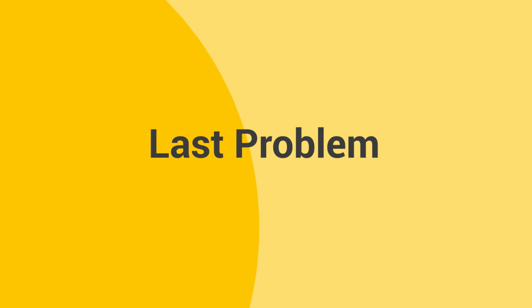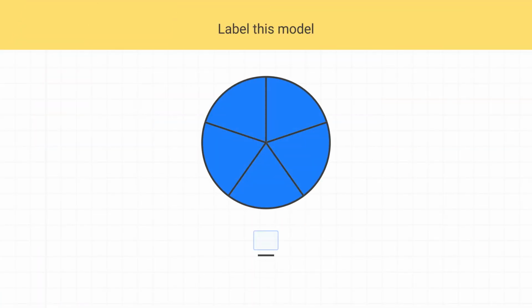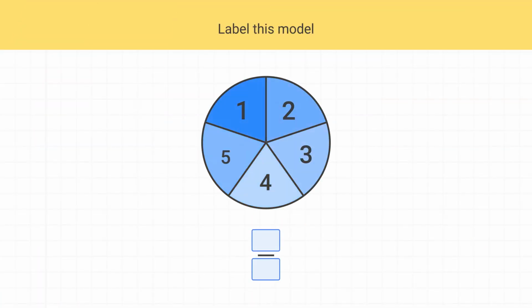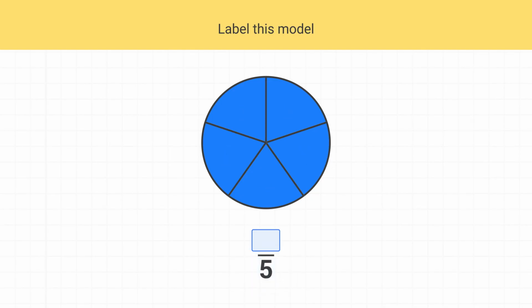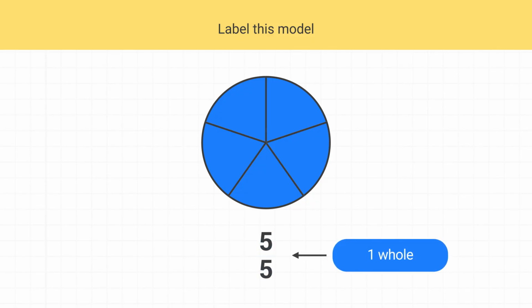Now here's one last problem for this video. Label this model. There are 5 total pieces in this model, so the denominator is 5. And again, all of those pieces are shaded, so the numerator is 5 as well. This is another example of 5/5, and it's again showing one whole.